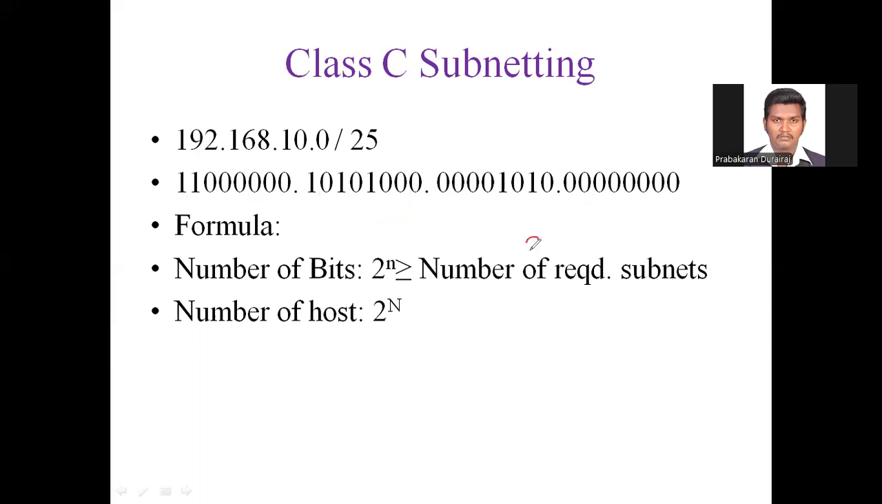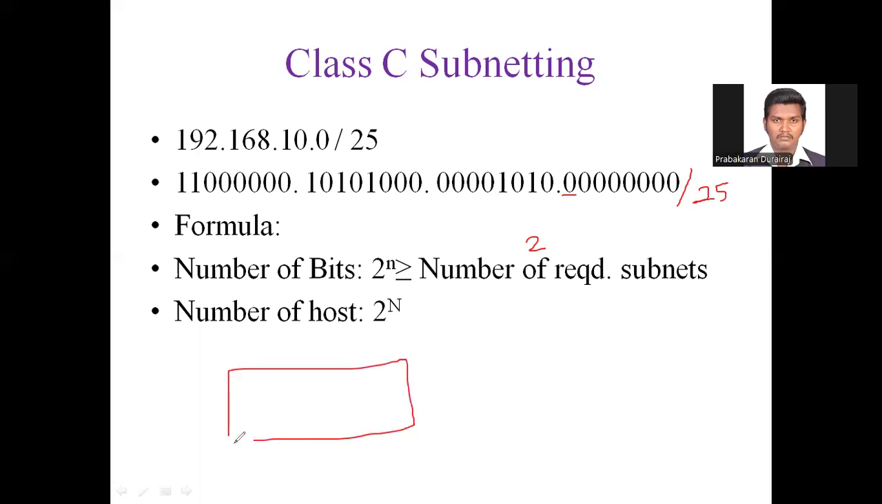But in the other scenario, I need just 2 subnets. 2 subnets means 2 to the power 1, one bit. Then what will be the CIDR notation? 8 plus 8 is 16, 16 plus 8 is 24, 24 plus 1 is 25. So 25 bits represent the network ID. Actually, a class C network ID has 24 bits, and this first host bit will represent the subnet ID. Is it clear?